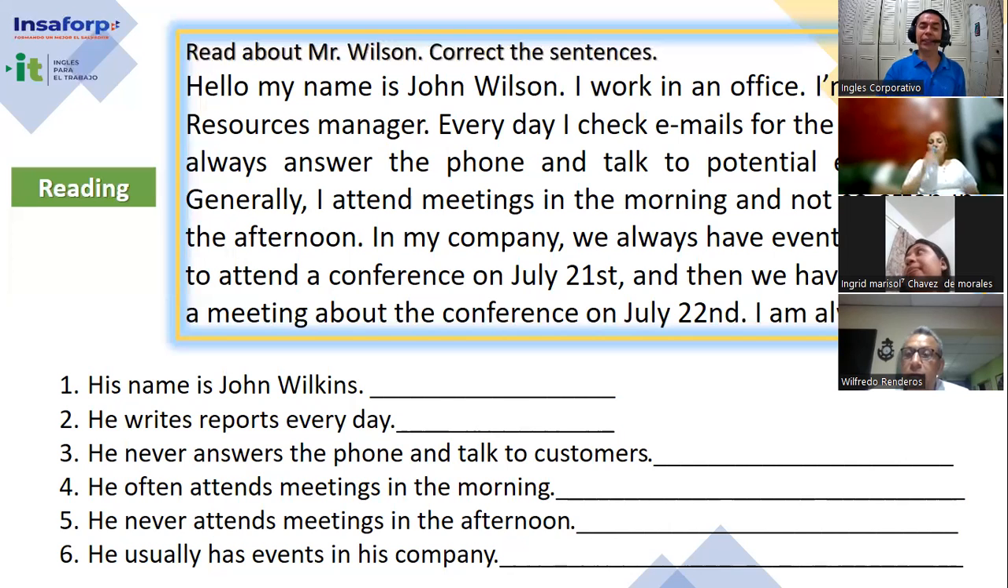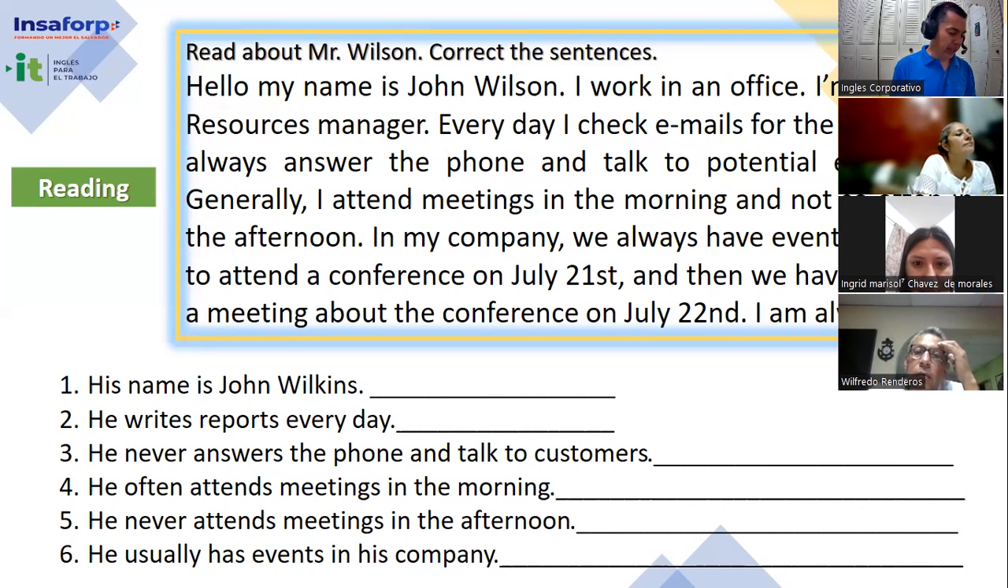Okay, now, let's continue, right? Here we have 6 sentences that are, I say, incorrect. They are incorrect, right? All the sentences are incorrect. But what are we going to do? We are going to make the correction, right? According to the reading. We are going to start with... ¿Con quién nos quedamos? Con Kenia, ¿verdad? No, con María René. So, Mateo, please. Help me, Mateo.